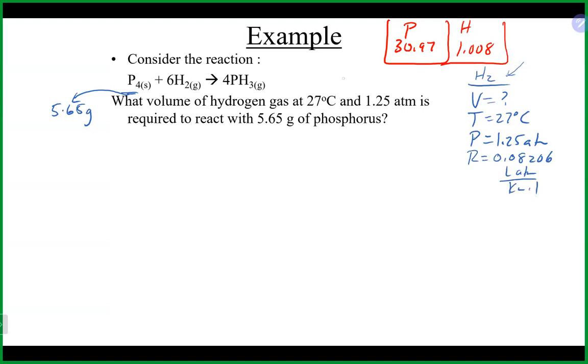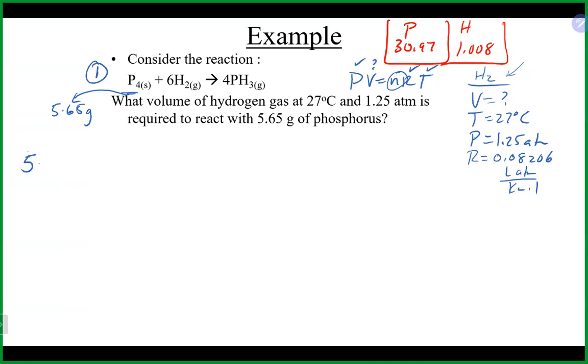So in this case, if we look at our PV equals nRT, once again, we have temperature, pressure, we're looking for volume, we have R. So in terms of the H2 and to allow us to get there, we do need to figure out the moles. That's where the other piece of information comes into play, which is the only thing that's not going to go into the gas law, our 5.65 grams of P4. In this case, we want to start with the balanced equation, which we do have.